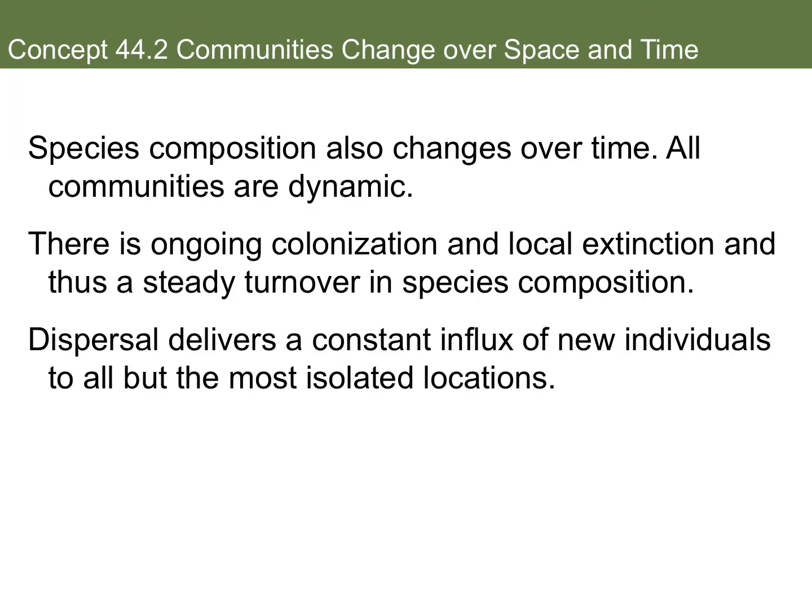So species compositions change over time. All communities are dynamic, meaning that they change. There's always ongoing colonization and local extinctions, and thus what we call a steady turnover in species composition. Dispersal also helps. Dispersal is just organisms moving in and out. So it creates this constant change to the number of individuals in ecosystems in most cases.